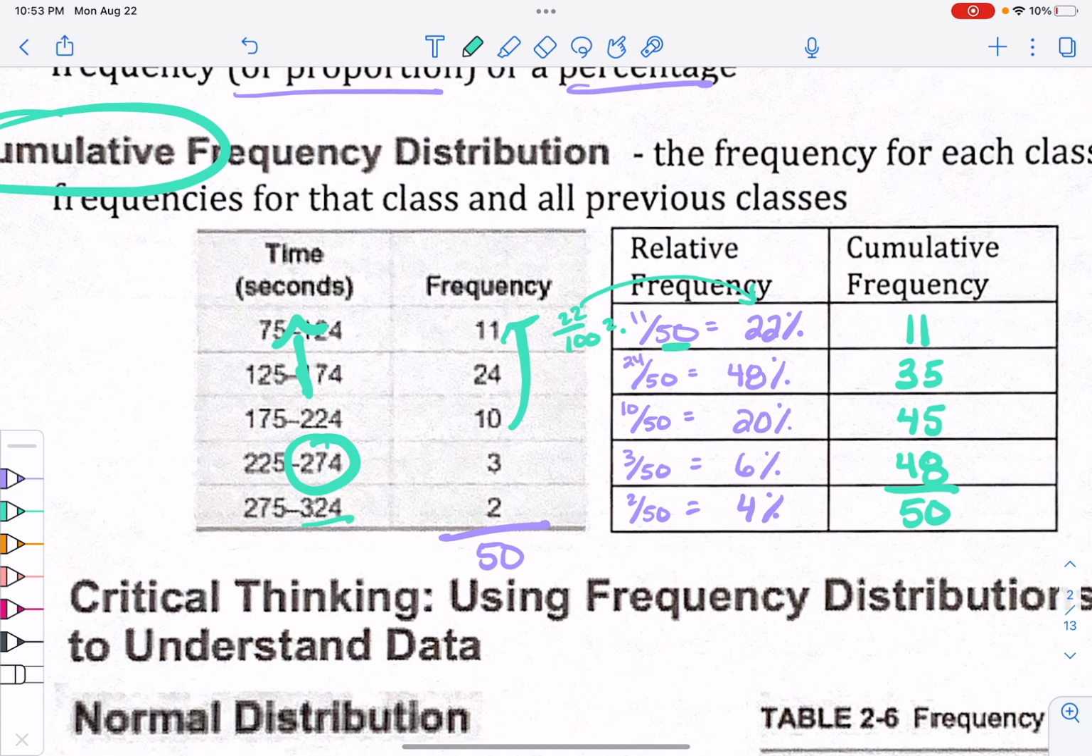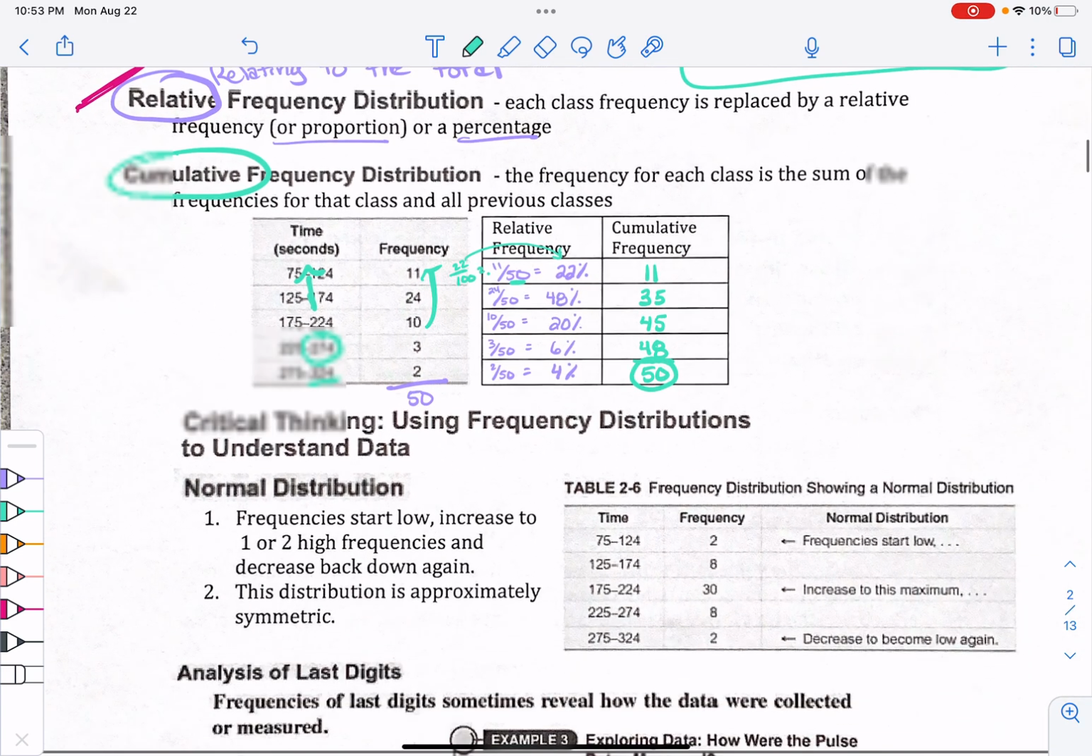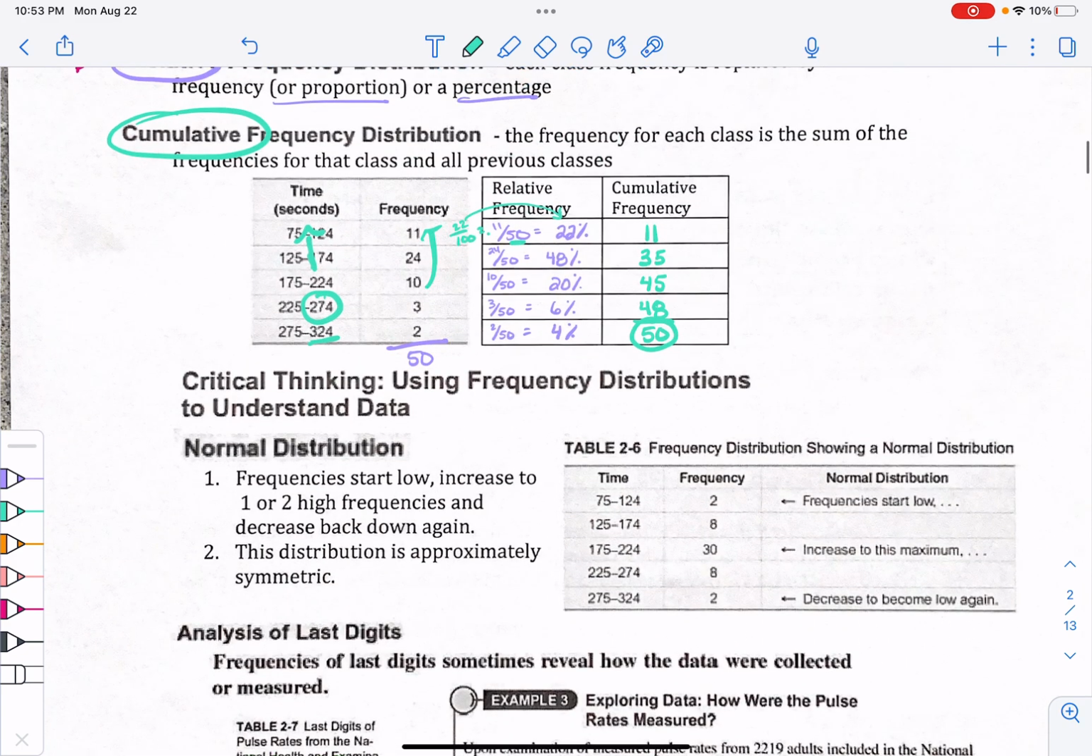How many people had to wait less than 324? Well, all 50 of them had to wait less than 324. So cumulative frequency is like adding or combining them each time, all right? So hopefully that made sense. You're going to have to do that on your homework assignment. That was it for relative and cumulative frequency.